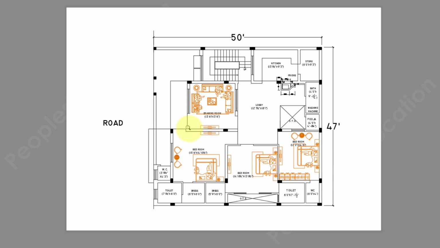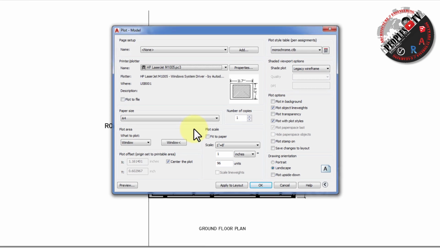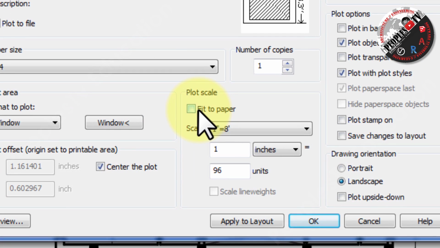Now you will see the drawing is coming in 1 inch equals to 8 feet scale in an A4 paper. No matter whatever window you select to take the entire drawing, the scale unit won't change. Keep the center to plot box checked so that the drawing is automatically placed in the center of the paper.